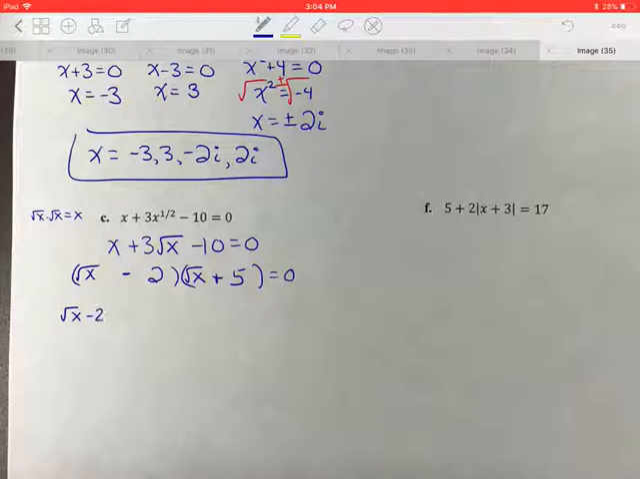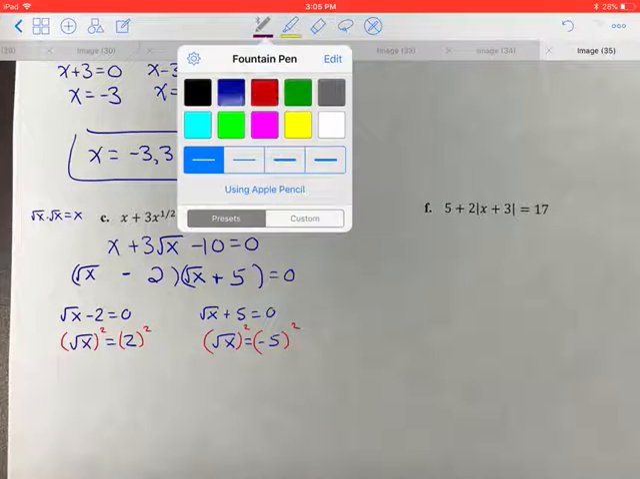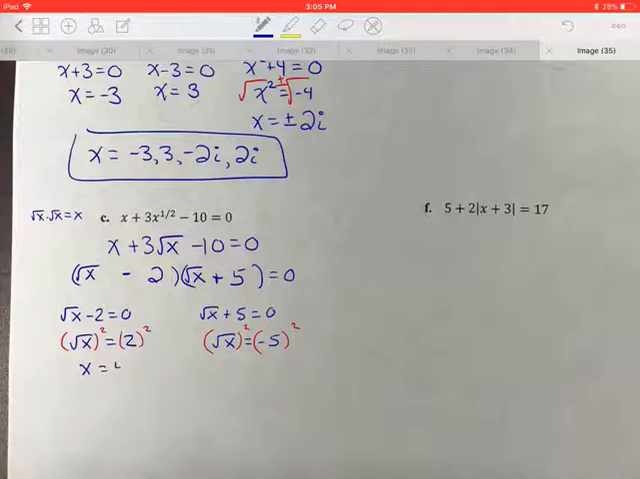So now I can set each factor equal to 0 and solve. So I get the square root of x equals 2, and over here the square root of x equals negative 5. Now I'm not solving for square root of x, I'm solving for x. So to get rid of a square root, I square both sides, and I'm going to do this for both equations. So I get x equals 4 and x equals positive 25. Now remember, if you square both sides of an equation, sometimes you get extraneous roots. So in this case, I have to check my answers. I don't have an option, I do have to check them.